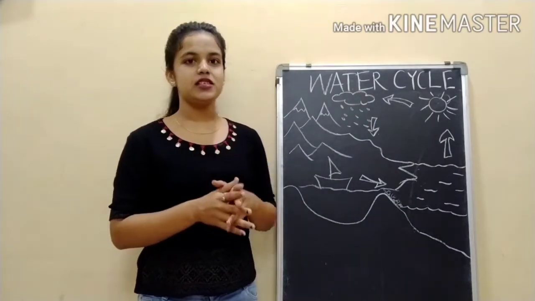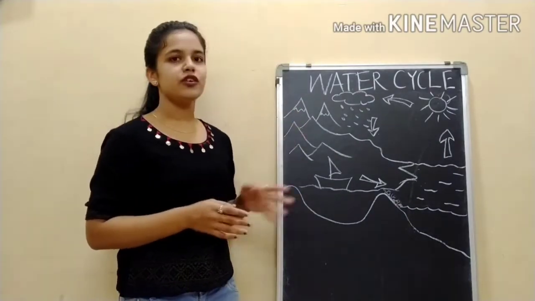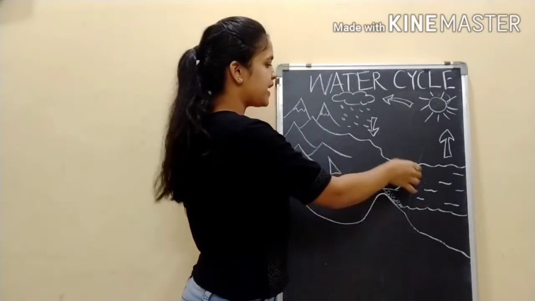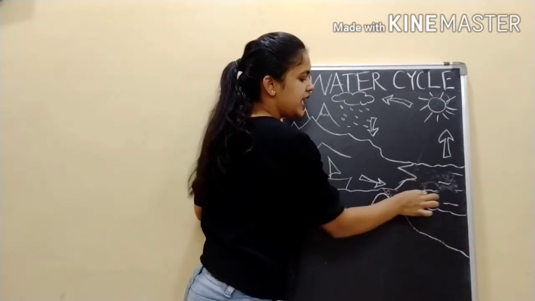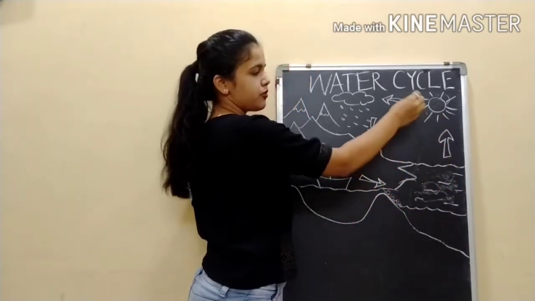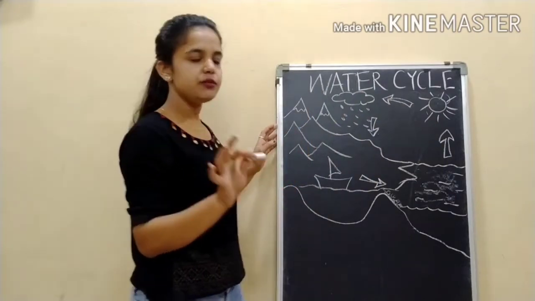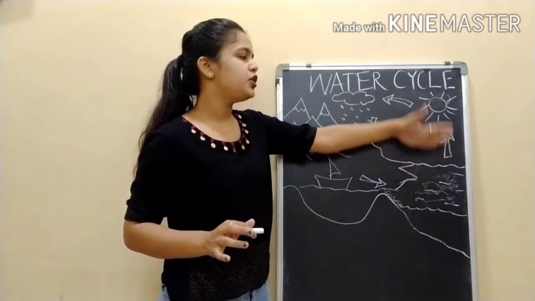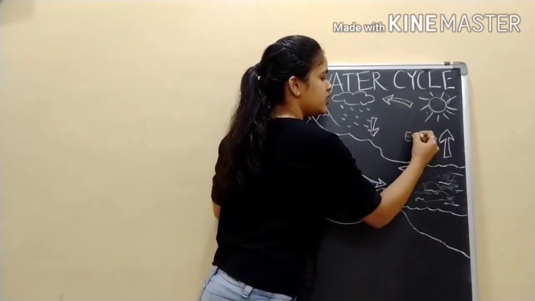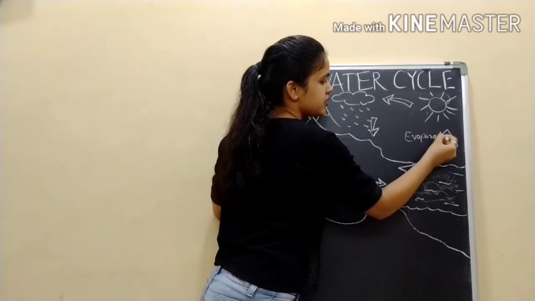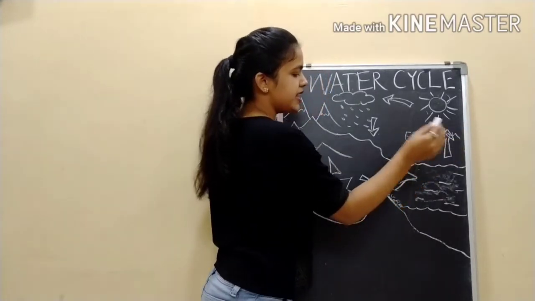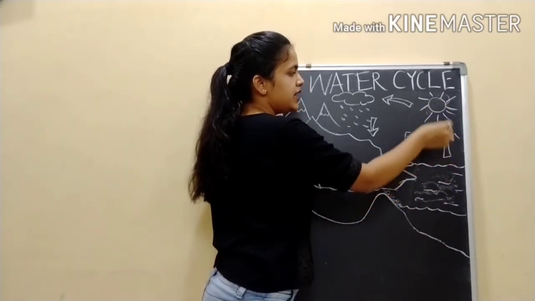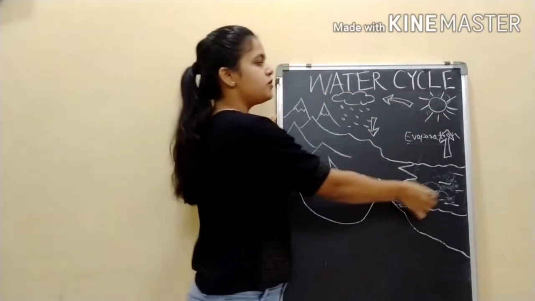So our next concept is the water cycle. As you can see, I have already drawn the water cycle. So what is water cycle? It's very easy. The water in the ocean or in the seas gets evaporated due to the heat received from the sun. What is evaporation? Evaporation means the process of turning of a liquid into water vapor. So here evaporation takes place. That means the sea water is evaporated due to the sun's heat and it forms water vapor. So the liquid forms vapor.